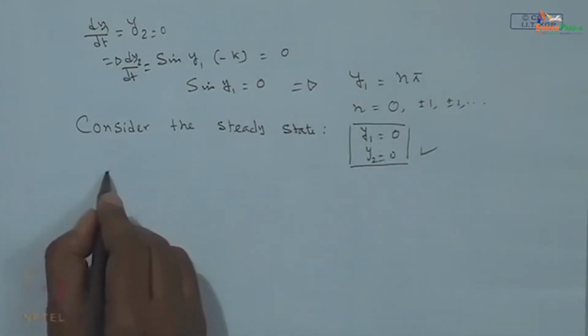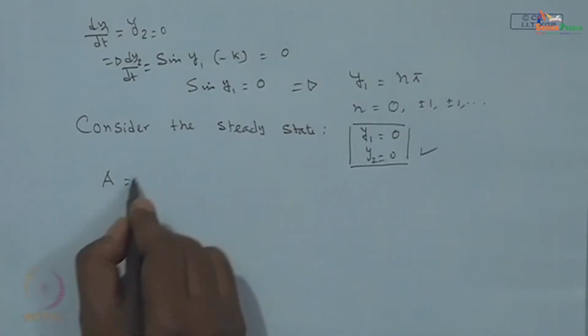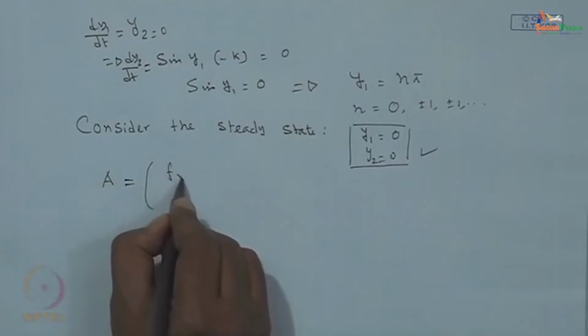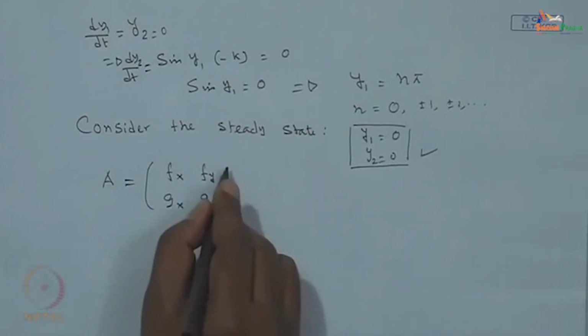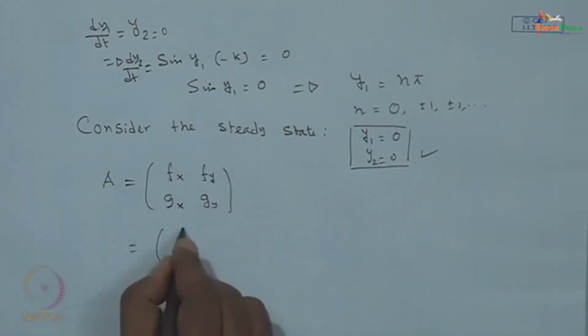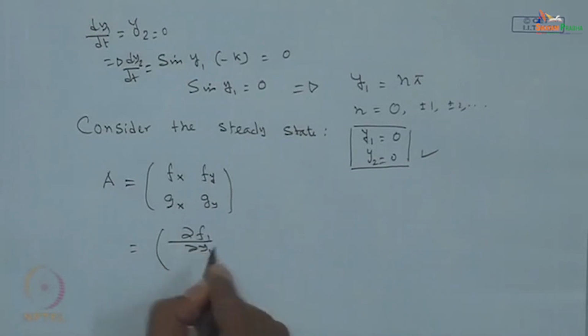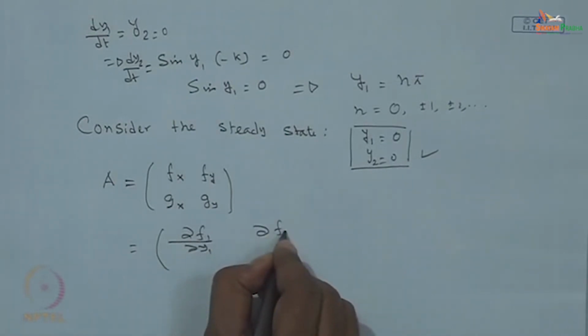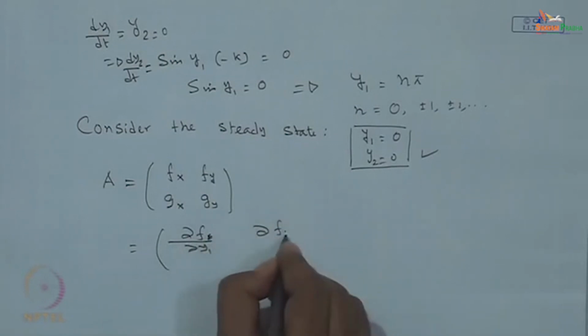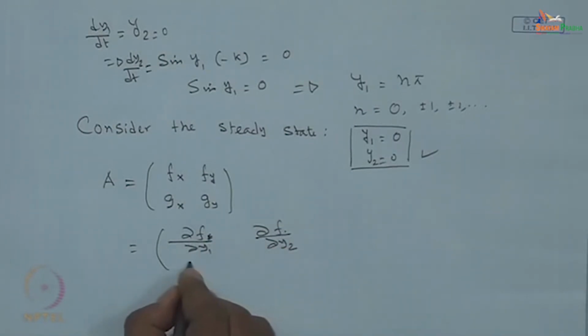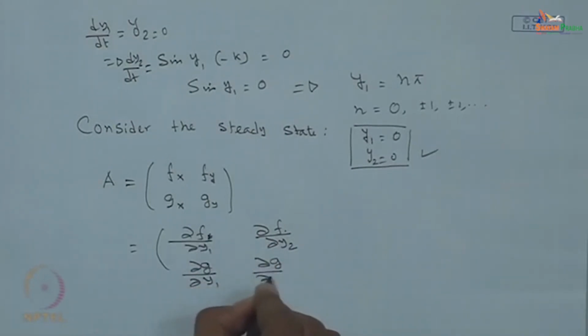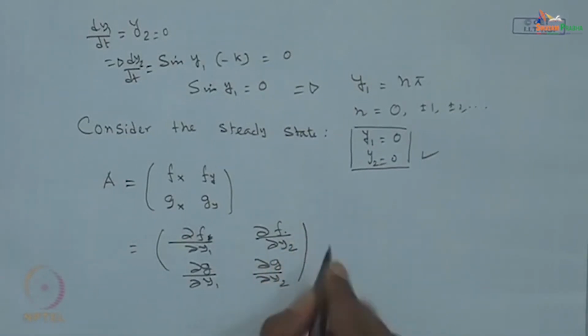Now, let us identify the Jacobian matrix, with entries fx, fy, gx, gy. This simply means del f del y1, del f del y2, del g del y1 and del g del y2, evaluated at the steady state, that means y1 equal to y2 equal to 0.